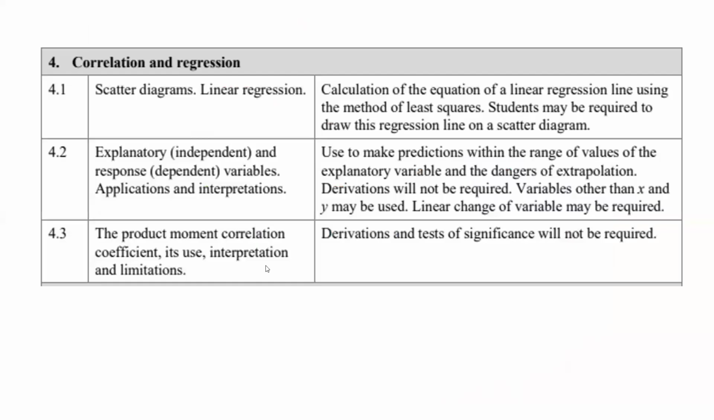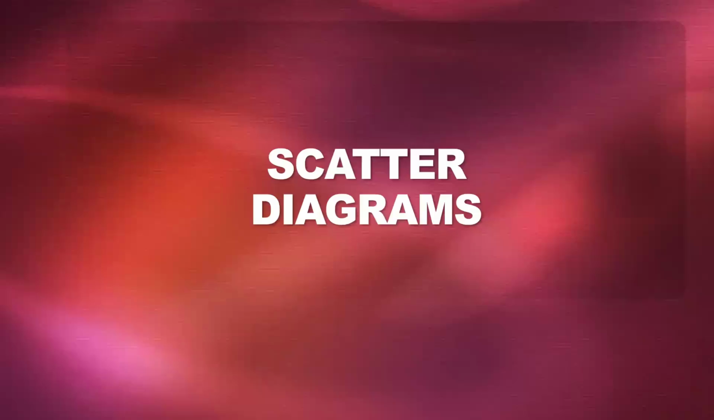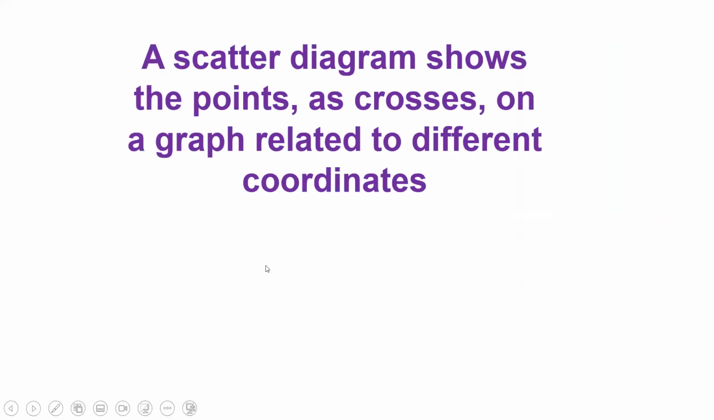This is chapter number 4. We put the first concept, scatter diagram. Scatter diagram is a concept which is coming from O level IGCSE. And what is the introduction? A scatter diagram shows the points as crosses on a graph related to different coordinates.